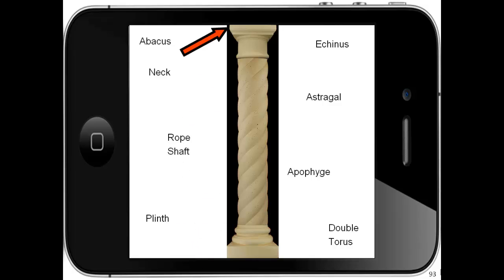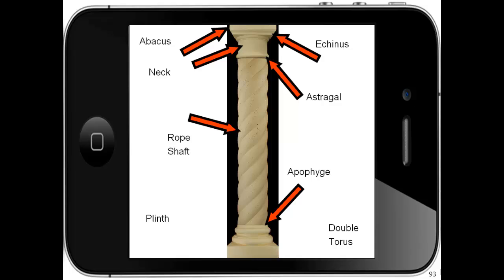Okay, so the abacus was the topmost portion of the capital. Right below that was the echinus. Right below that is the neck. Right below that is the astragal. Those all make up the capital. Then of course we have the rope shaft. And then the base is made up of the apophagy, the double torus, and the plinth.